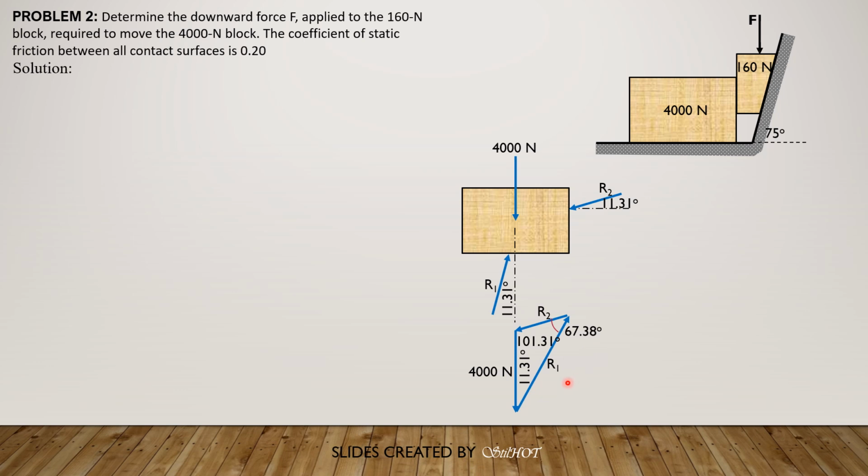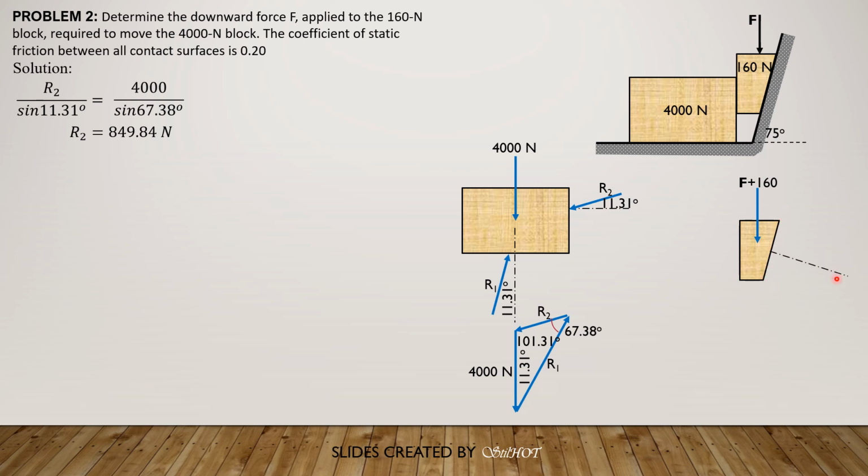So by sine law, we can solve R2. R2 over sine of 11.31 degrees is equal to 4,000 over sine of 67.38 degrees. So solving for R sub 2 is 849.84 newtons. Next, we draw the free body diagram of the wedge. So we have the force downward F plus 160, and then we have to draw the normal of this inclined face. This normal makes an angle with a vertical of 75 degrees.